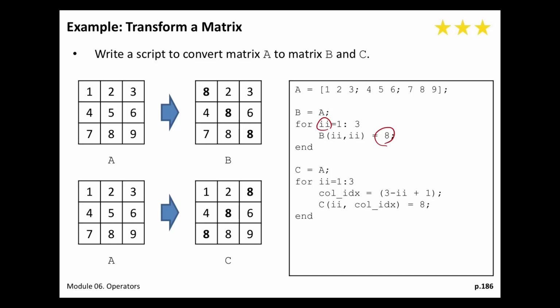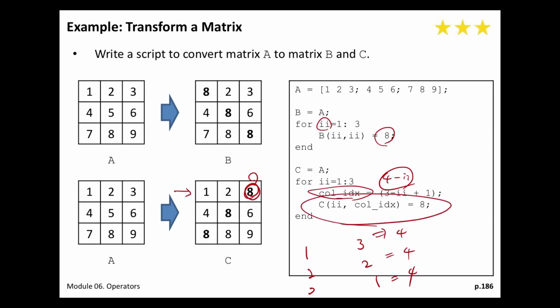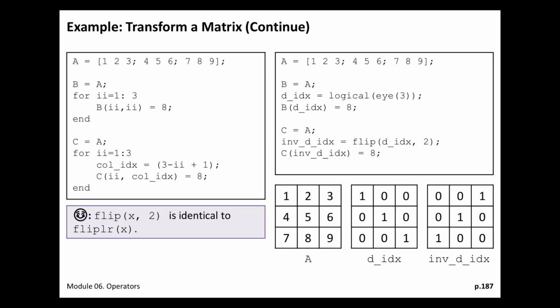How to assign the number in the reverse diagonal location? So we can compute this column location based on the row index. For instance, the row index is 1, the column is the third, right? Second is the second, third and first. The summation is 4, right? So 4 minus ii is the column location. So we are using this syntax. Okay.